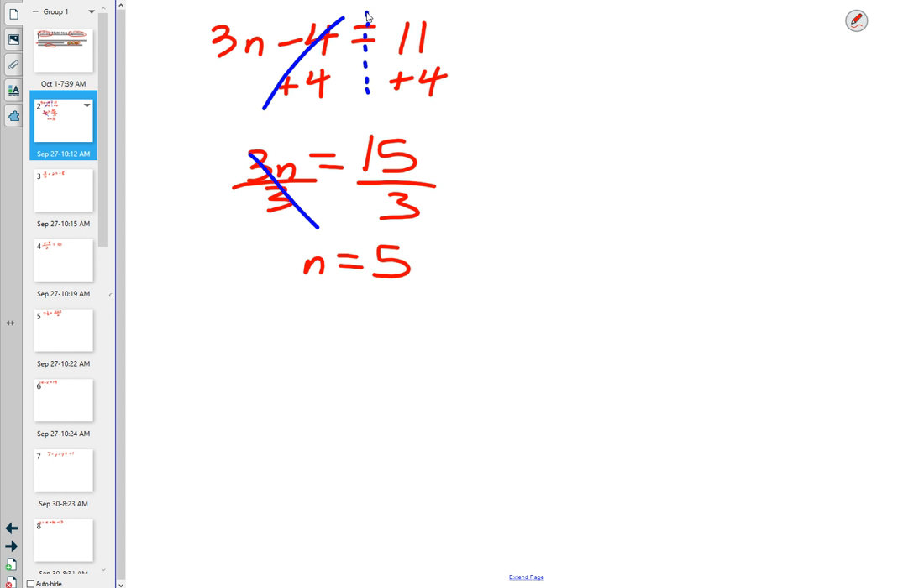And then, like always, not that I plan on doing this, but if you want to pay attention to detail and you feel that you have the time to do so, you can get your solution and plug it back into the original equation to see if you end up with two equal sides. What is 3 times 5? 15 minus 4 is 11. It checks out.